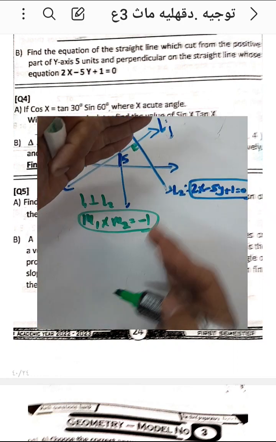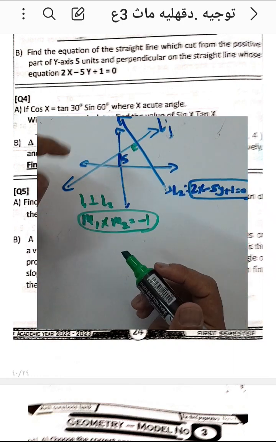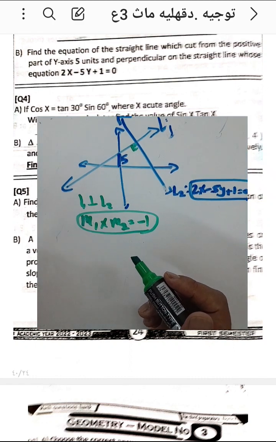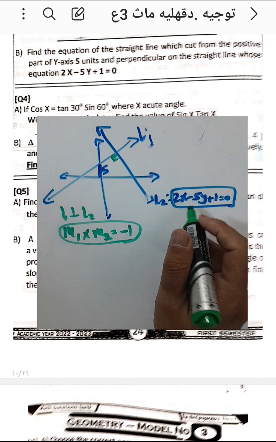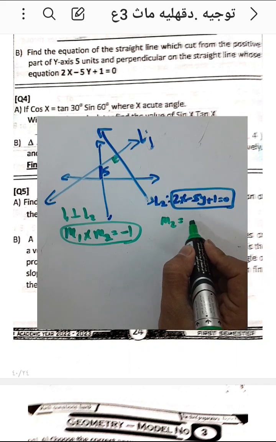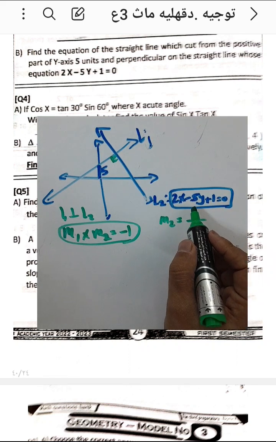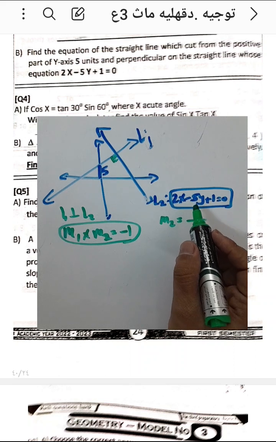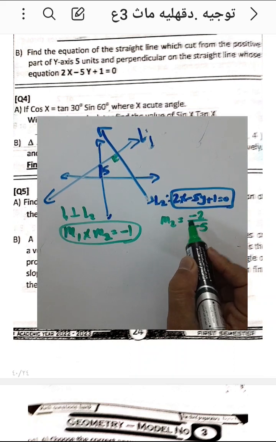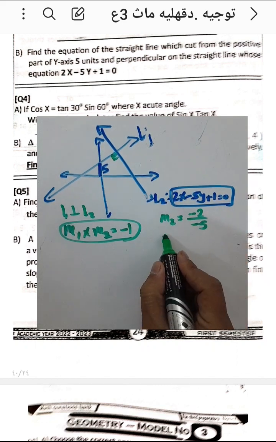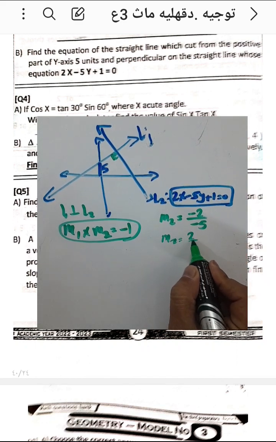The product of their slopes will be negative 1 because L1 is perpendicular to L2. Okay? And then we can find the slope of L2, negative coefficient of x over coefficient of y, which will be negative 2 over negative 5. And the slope of L2, m2, will be 2 over 5.